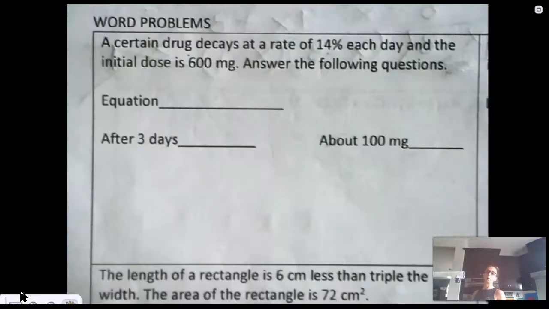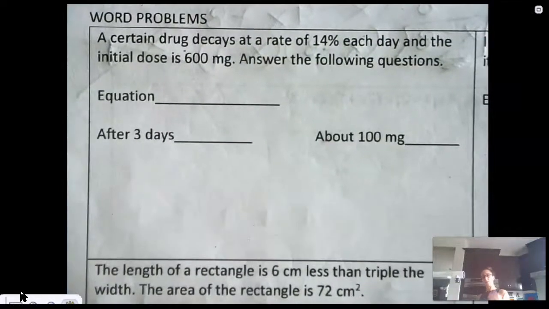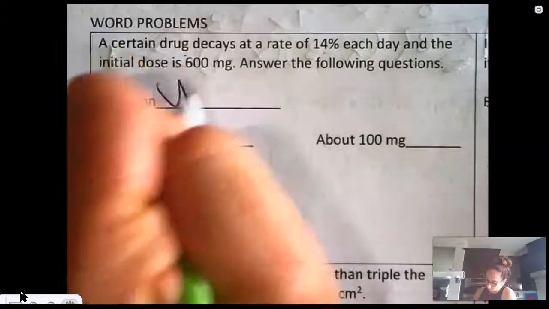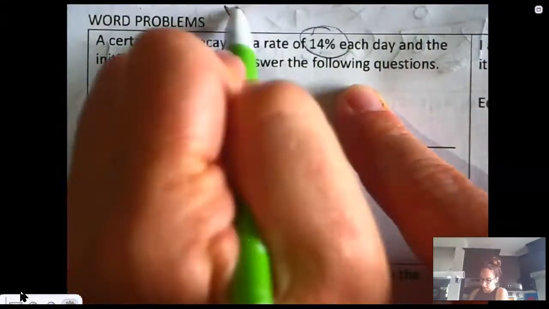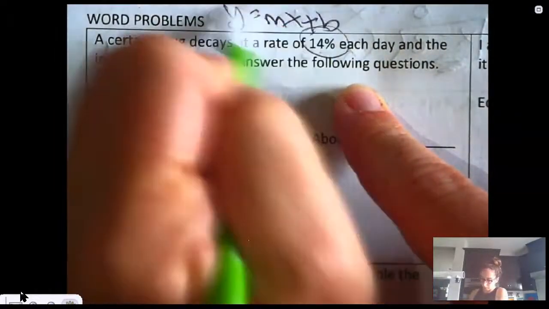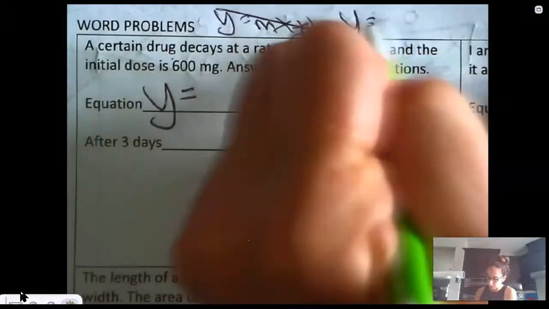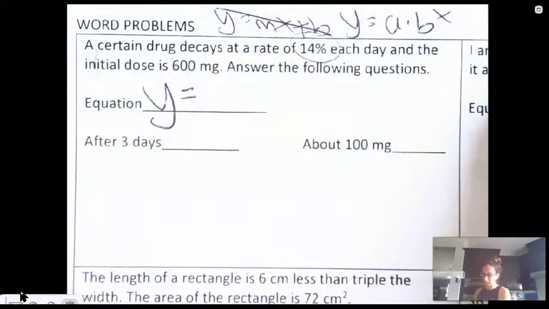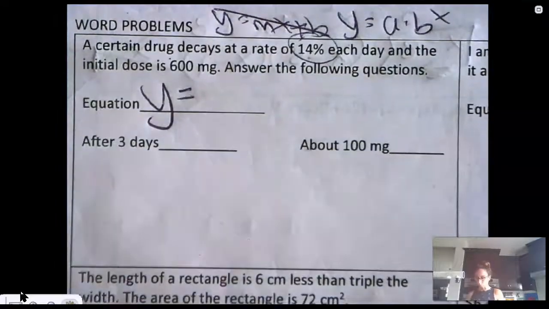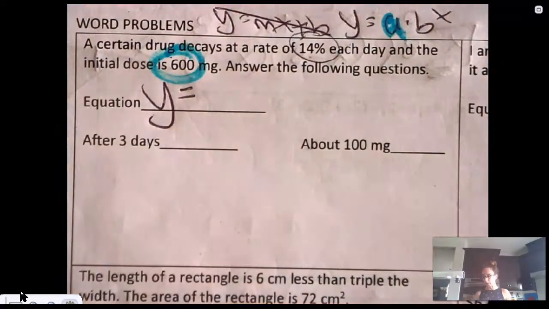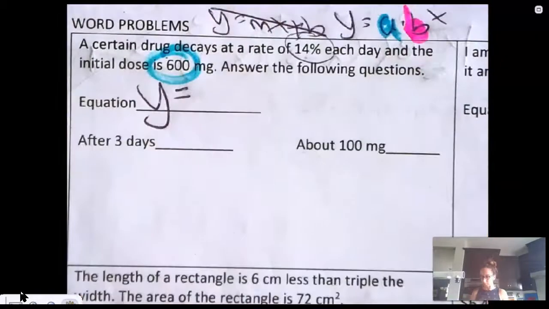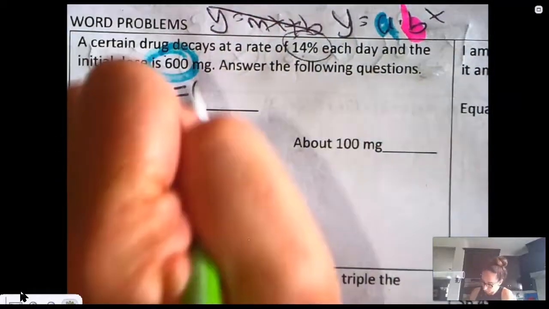All right, I'm going to do the word problems for you because the word problems, I think, are kind of hard. The equation, y equals. So if I'm dealing with a percent, it's not y equals mx plus b. It's y equals a times b to the x. It is exponential, where a represents the start, and then b represents the pattern. Okay? So y equals 600.